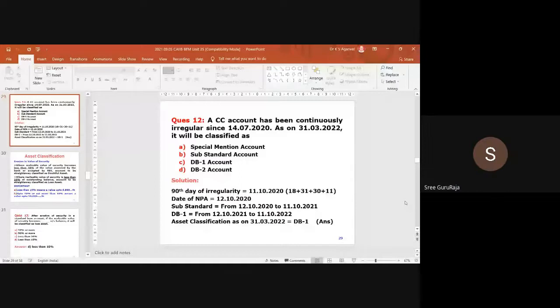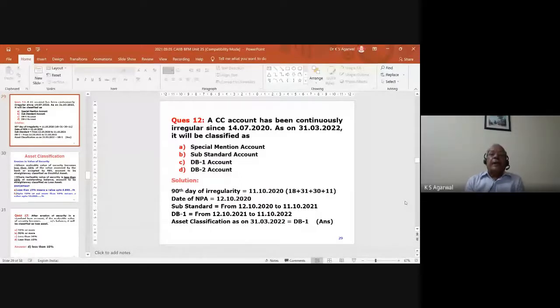Out of order means NPA. Out of order means NPA. And an account is out of order only when the balance outstanding exceeds the sanction limit or drawing power continuously for a period of 90 days.